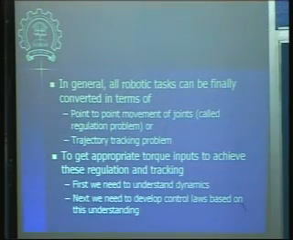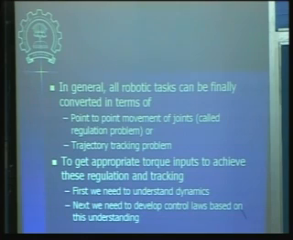Now to get the appropriate torque inputs to achieve these regulation and tracking tasks, we first need to understand what dynamics is. Next, we need to develop control laws or control algorithms. These are algorithms which will specify your torque values in terms of whatever sensor feedback you are getting, and you have to use your understanding of the dynamics to develop these control laws. So next we will move to understanding what dynamics is.